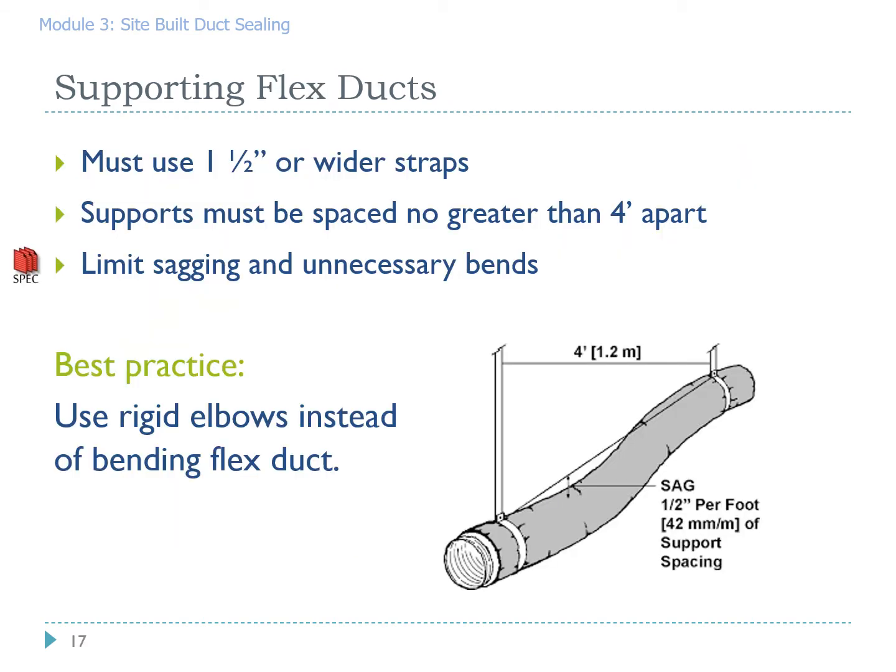Flex duct needs to be supported at least every 4 feet. And again, especially with flex duct, thin wire really doesn't work. It can actually cut into the material. So use at least 1.5 inch wide straps. You can buy it by the roll. It's quite easy. Limit sagging and unnecessary bends. Matter of fact, if you're going to try to make a 90-degree bend with any flex duct, it's best to use a rigid sheet metal elbow. That will make the system easier to work with and also create less resistance to airflow.